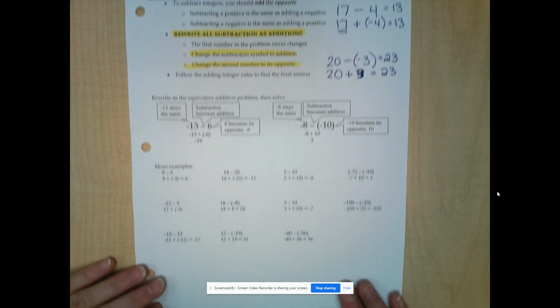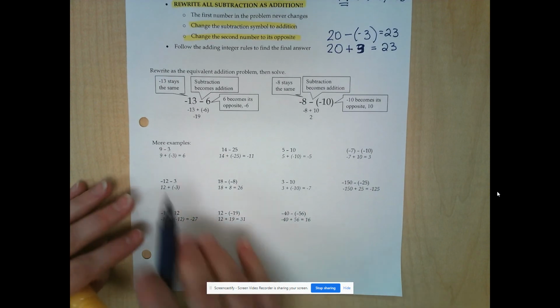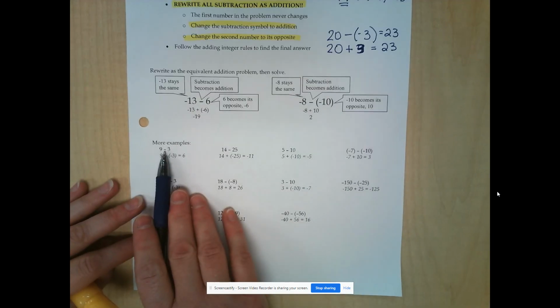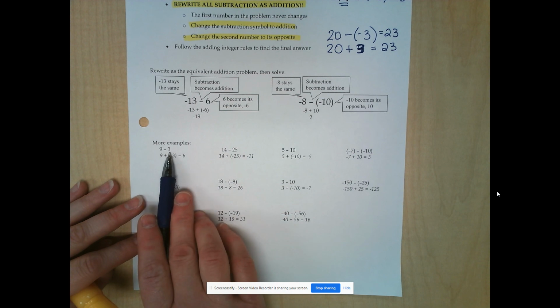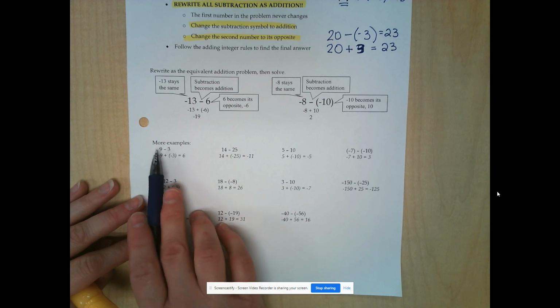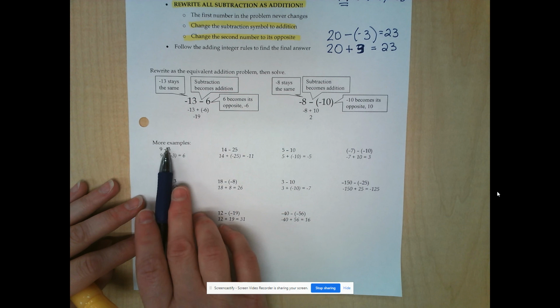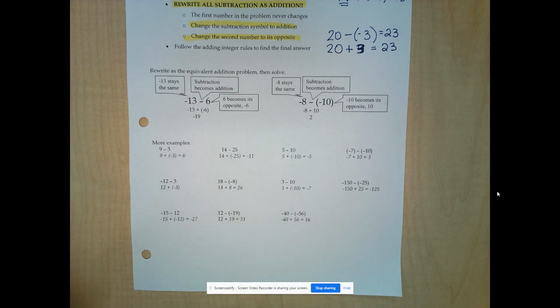So what you'll notice down here is that every one of these started as a subtraction problem. We changed it to addition, and we changed the second number to its opposite. So the 9 didn't change. Minus became a plus. 3 became a negative 3. So same, change, change. Sometimes people do that to remember. But these are all examples of the same type of problem that I just did above.